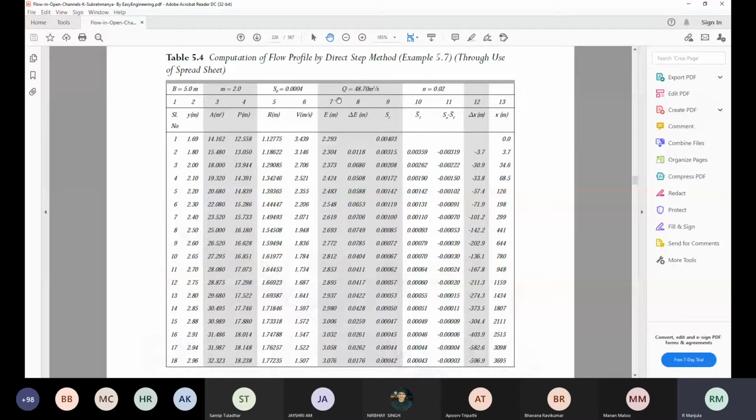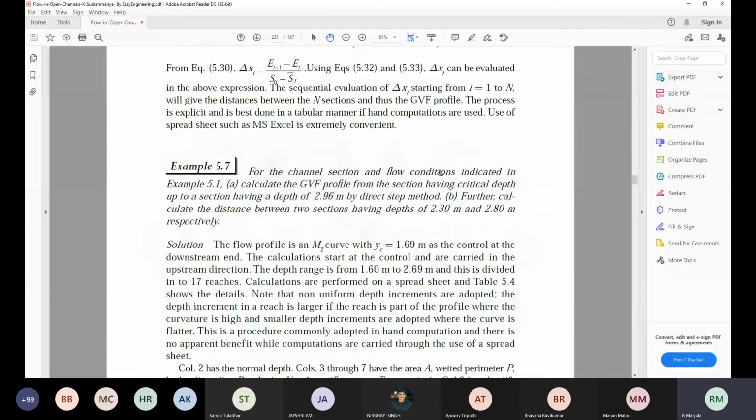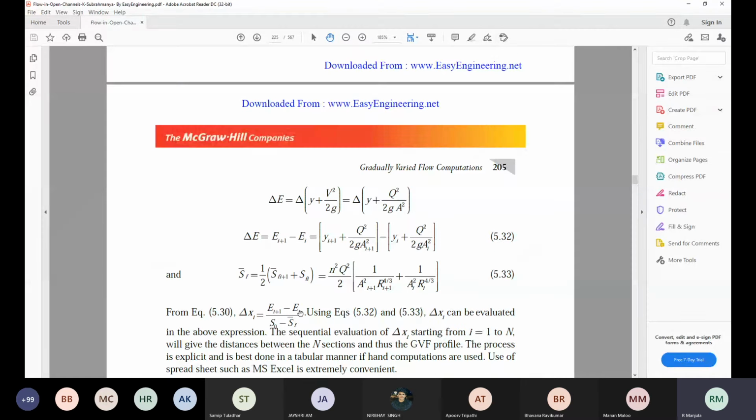Now this S0 you already know, minus SF bar is column number 10. So S0 minus SF bar you are going to get here, and our delta X. What is the formula for delta X? Now you know the formula. Delta X is equal to E2 minus E1 divided by S0 minus SF bar.